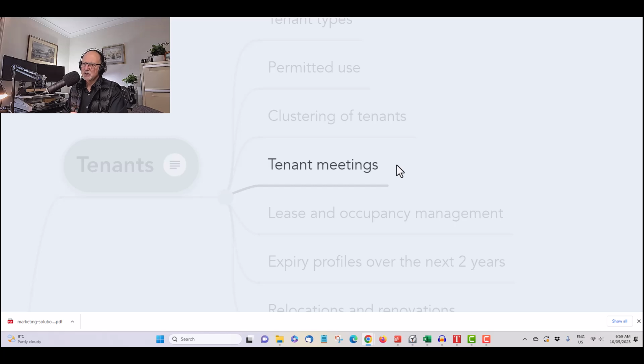Evacuate's a good word, isn't it? In other words, leave the shopping centre. So it's expansion, contraction, or relocation. Or do they want to move? So tenant meetings, you need to have them. I would have tenant meetings, by the way, with the tenants in a shopping centre.